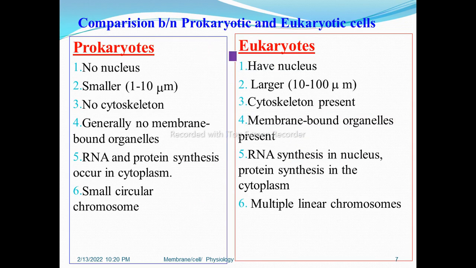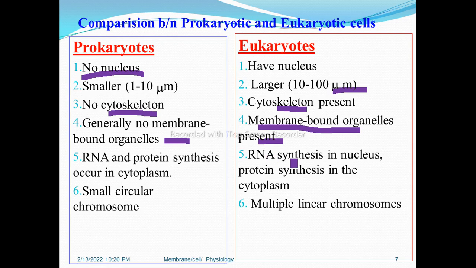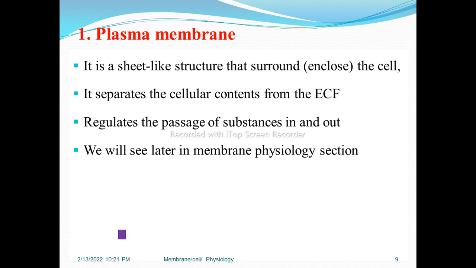When we compare and contrast eukaryotes and prokaryotes, there is a nucleus in eukaryotes but no nucleus in prokaryotes. Eukaryotes are larger than prokaryotes, at 10 up to 100 micrometers in size. There is a cytoskeleton in eukaryotes and none in prokaryotes. Membrane-bound organelles are found in eukaryotic cells but not in prokaryotes. RNA synthesis is in the nucleus and protein synthesis is in the cytoplasm in eukaryotes, whereas RNA and protein synthesis both occur in the cytoplasm in prokaryotes. Multiple linear chromosomes are found in eukaryotes, whereas a smaller circular chromosome is found in prokaryotes.